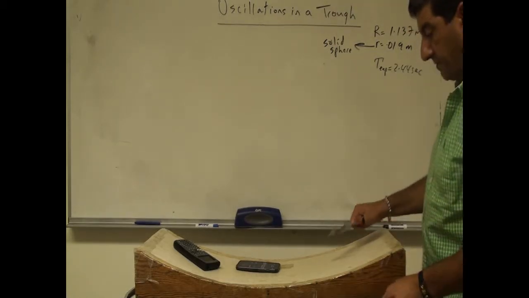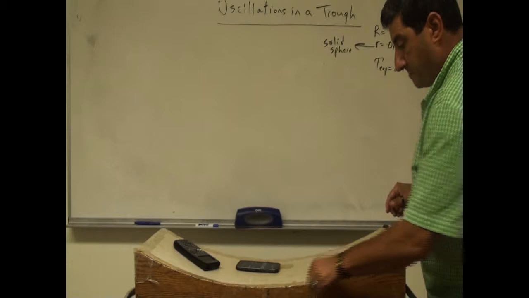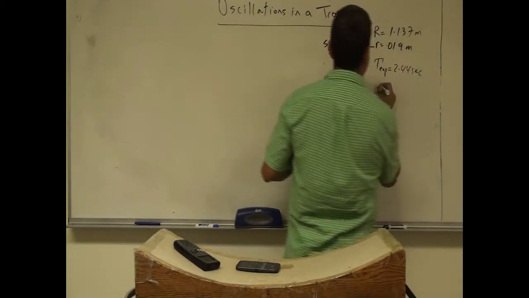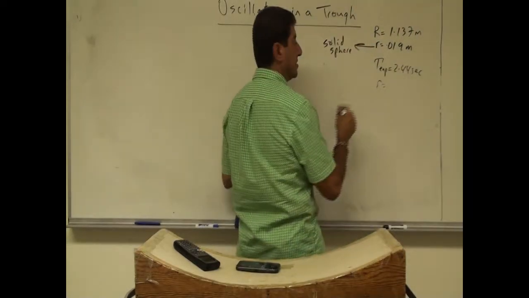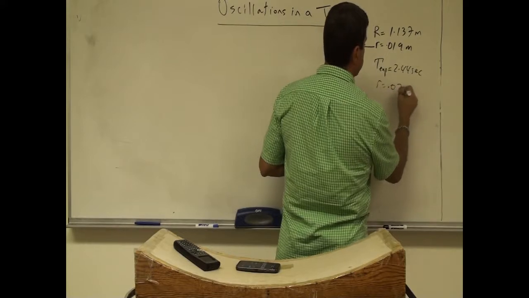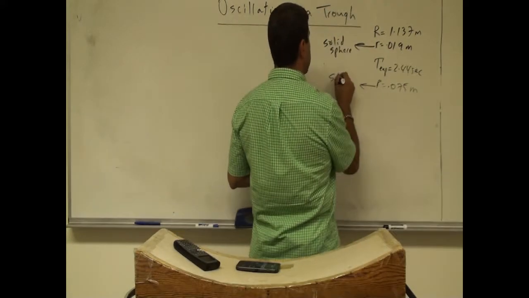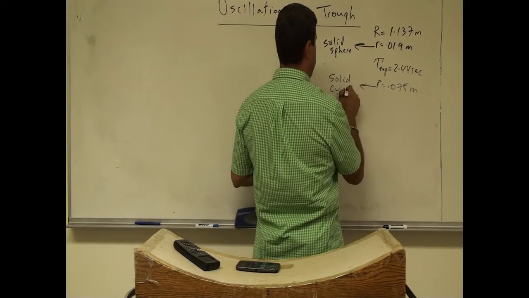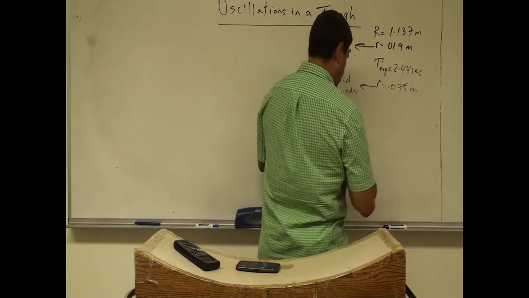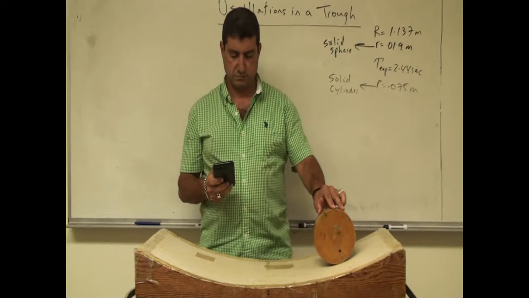7.5 centimeters is the radius. So I'll call this R equals 7.5 centimeters. Change that to meters, 0.075 meter. Right, and then we'll say this is a solid cylinder. Okay, now let's run that.